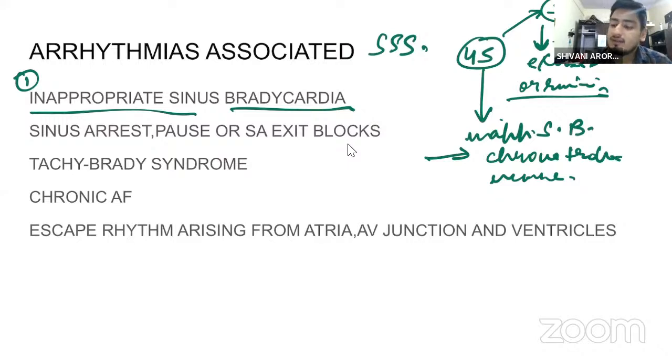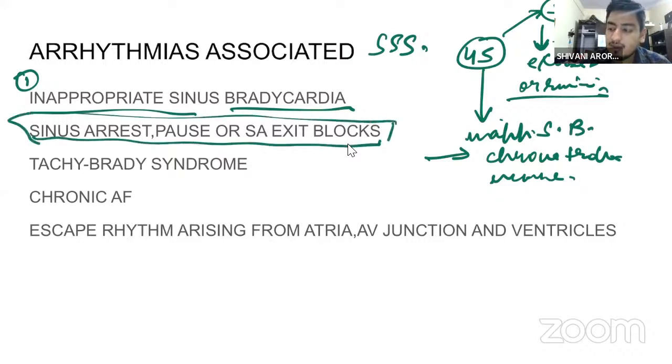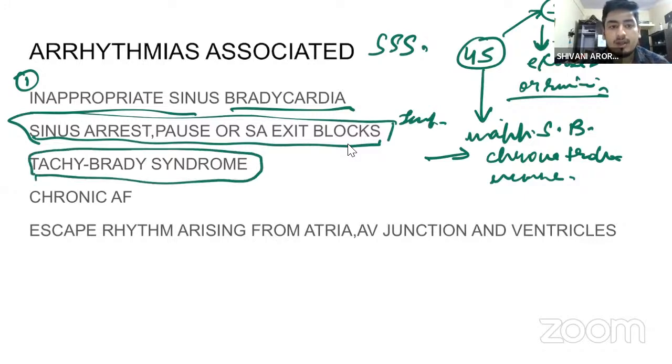Second thing we can have is sinus arrest, sinus pause, or SA exit blocks, which we'll discuss in an upcoming section. It's something very important. Then we can have tachycardia-bradycardia syndrome in patients of sick sinus syndrome, where the SA node doesn't work. That we'll discuss in the next slide. Then SA node dysfunction can present as chronic AF.